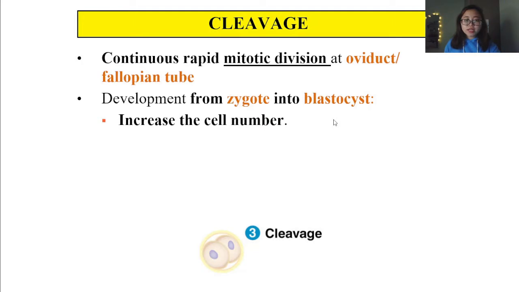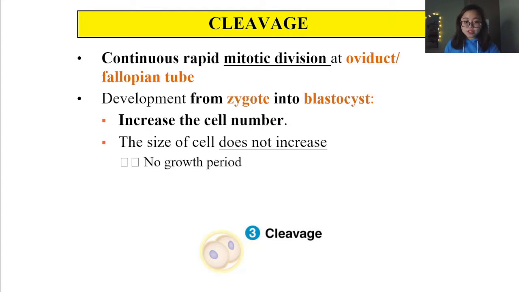And in this process, it will increase the cell number, but the size of the cells do not increase. There is no growth period for the cells before they enter into mitosis. Each of the cells in this stage will be called a blastomere.